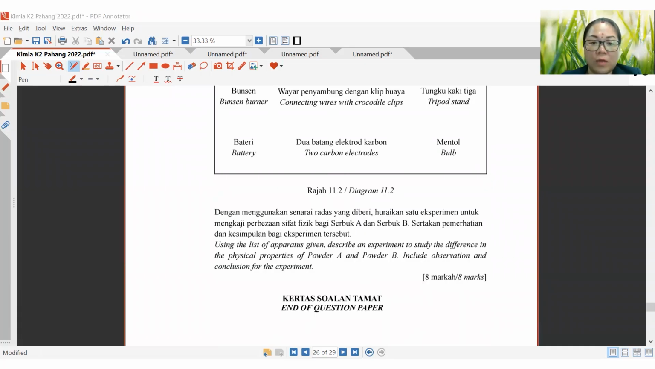Okay, so what would she do first? She wants to check what type of compounds powder A and powder B actually are. So how does she check? Normally we will use the technique whereby we check whether our bulb will light up or not. Okay, normally that's how we check.